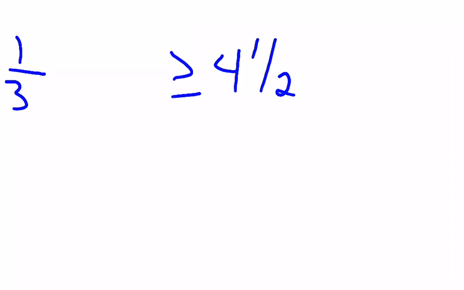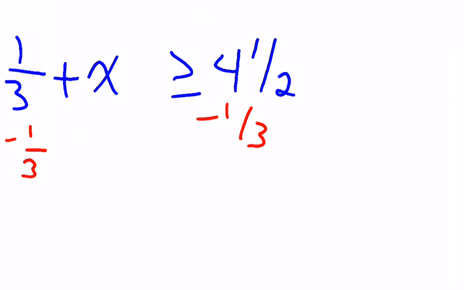So, we know that she needs 4.5 yards. It says minimum, so if we go back to our words, we know that is going to be greater than or equal to. She already has 1/3 of a yard, but we want to find out how much more she needs. So we want to solve this inequality. We need to subtract 1/3. Since it was positive, we subtract it from both sides. And then we have x is greater than or equal to.